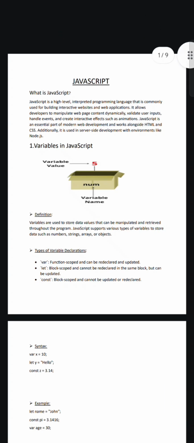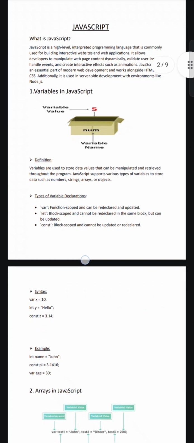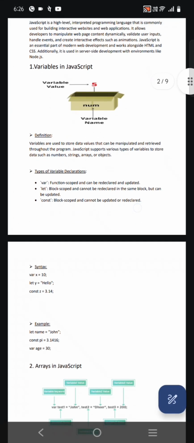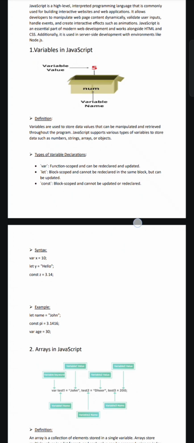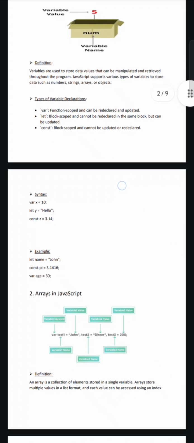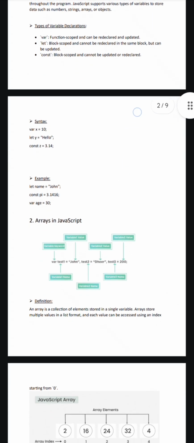Firstly, to learn about JavaScript, we can see variables first. Variables in JavaScript are used to store data values that can be manipulated and retrieved through the program. Types of variables are var, let, and const. Var is function scoped and can be redeclared and updated. Let is block scoped and cannot be redeclared in the same block but can be updated. The const keyword is block scoped and cannot be updated or redeclared.